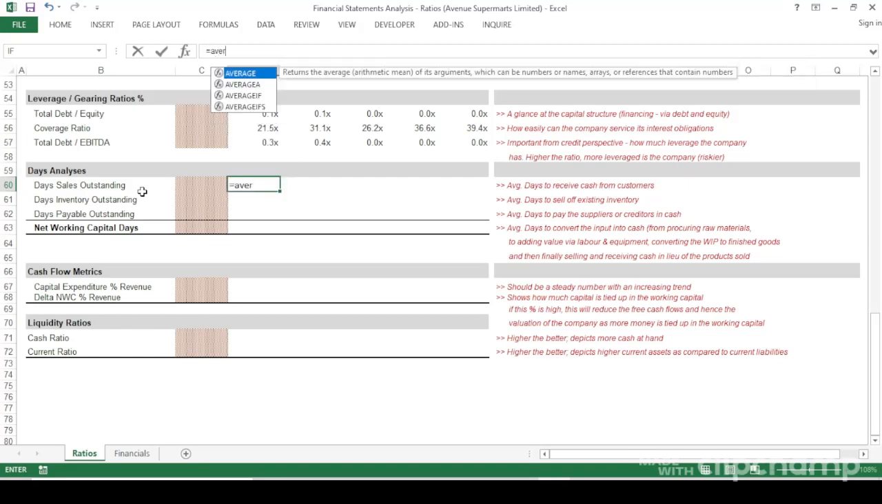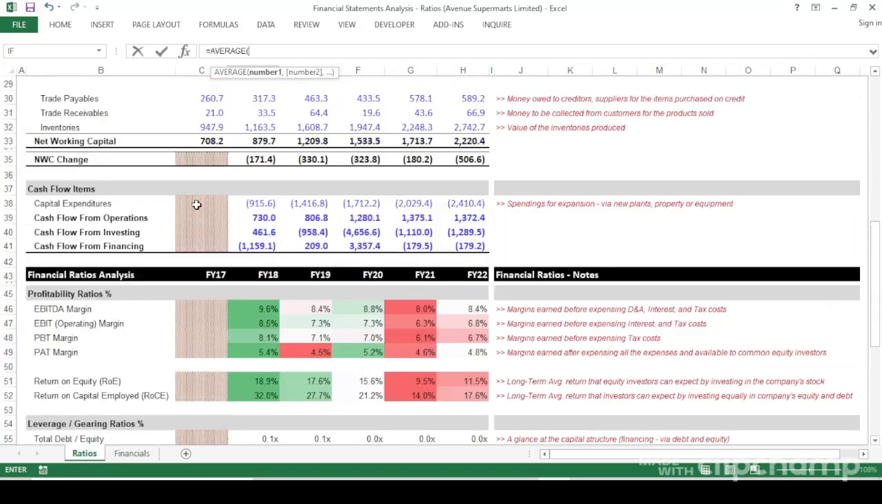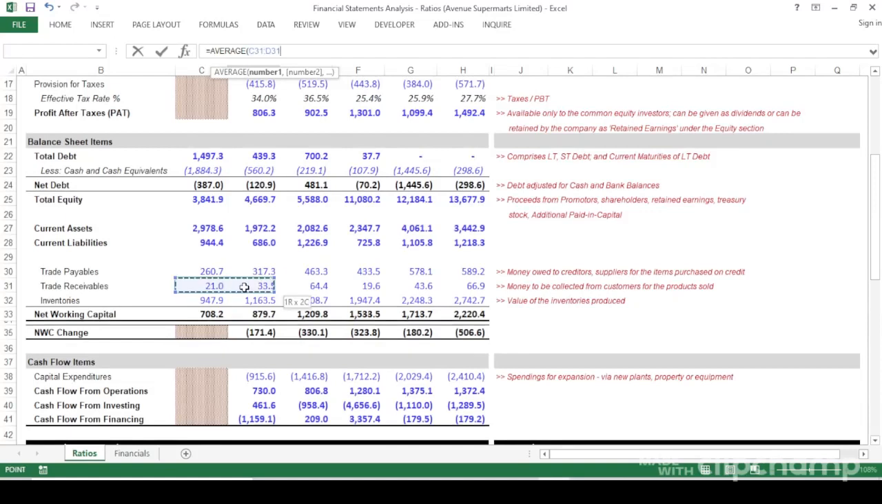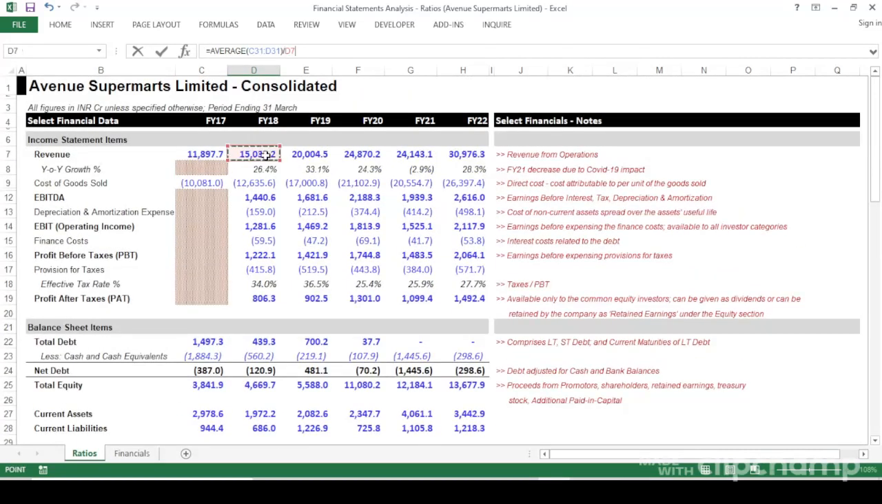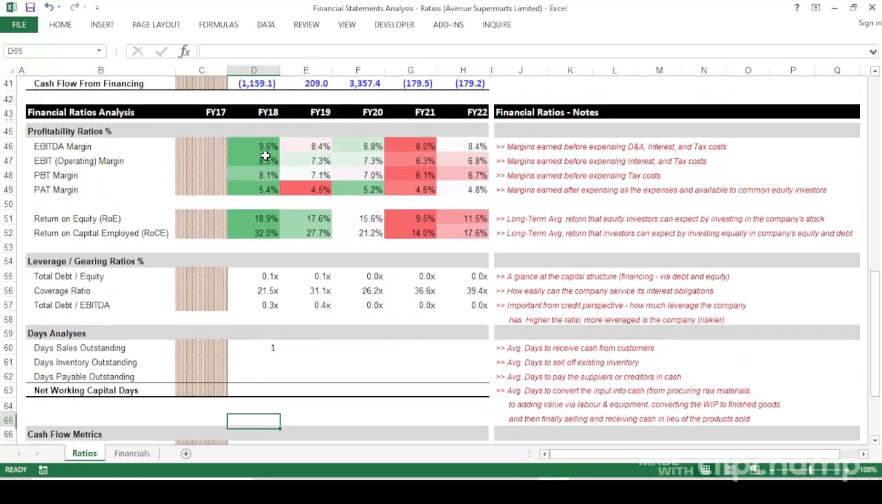So it is going to be the average of the receivables. These are the receivables. I'm going to select these two years' average, then divide by the revenues for the current period, and then multiply by 360. You can take it as 365 or 360. I'm taking 360 here. So this is going to give me, on average, how many days the company takes to collect the cash from the customers. It is showing me as 1.